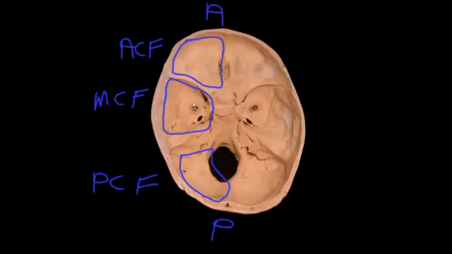And when you look at these fossa, they are divided by some ridges. And the first ridge here is actually this little ridge here, and that is the lesser wing of the sphenoid. And just for completeness of the story, this area here and all of this around here, that is actually the greater wing of the sphenoid.